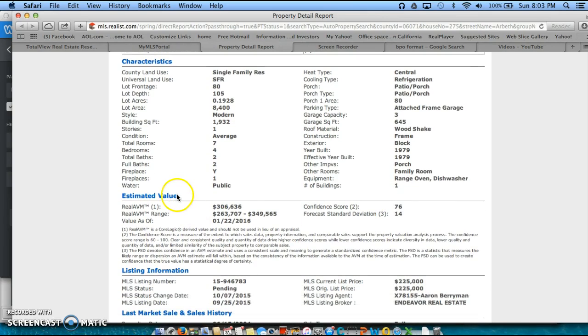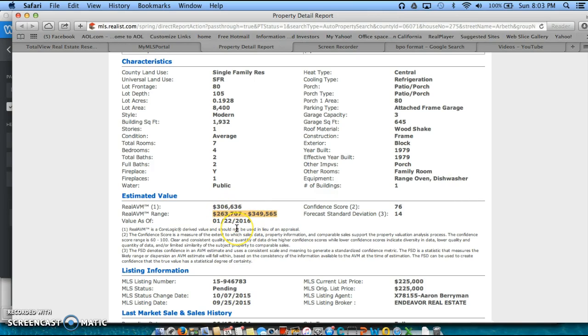It even gives an estimated value. So this is a way that we can determine value as well. Remember, if you looked at the other videos, we had a range from about 267 to 300. Well, they've got the value at about 306, but they do also provide a range from 263 to 349. So as you can see, the upside is 349, the low end is 263.